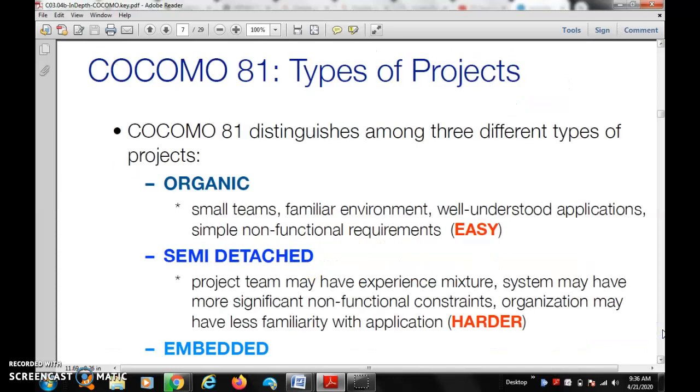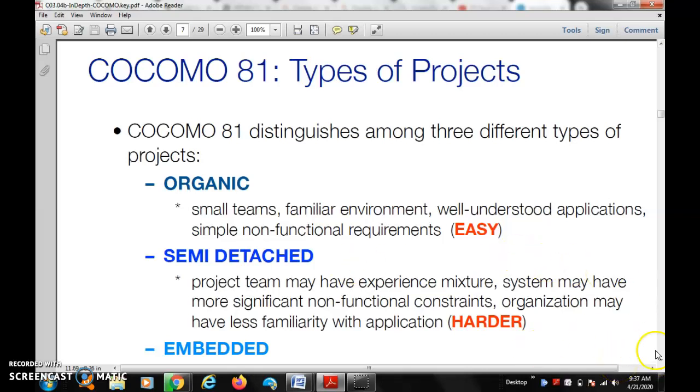In COCOMO 81, the types of projects are distinguished among three different types: organic, semi-detached, embedded. The organic is a small team in a familiar environment. Normally the public uses organic for all their projects. Well understood application, simple non-functional requirements. It is easy also.